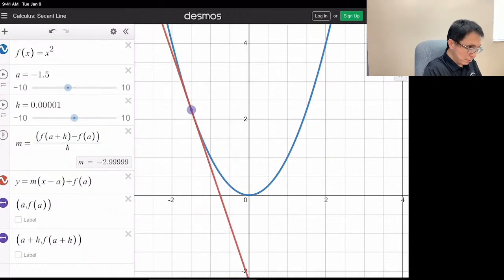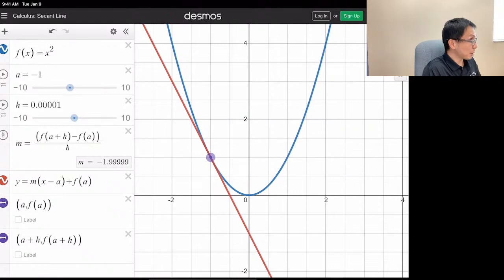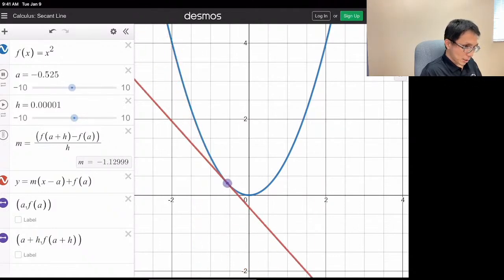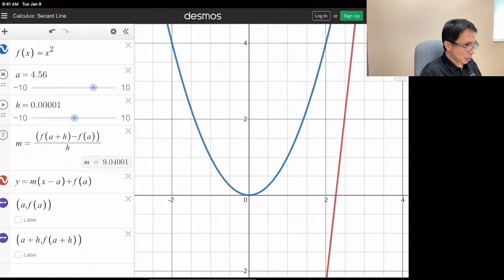Could be negative 1, negative 2. Do you see that? It gives me a slope at every point. Negative 3, it's going to be negative 6. It tells me at every single point, which becomes nice. So this becomes the slope at every single moment.